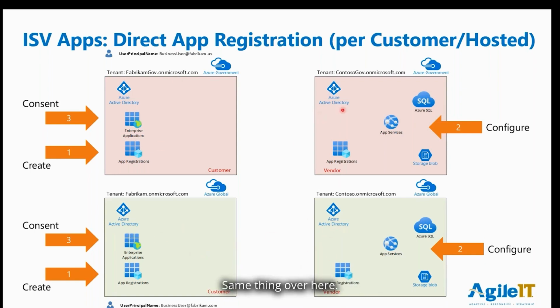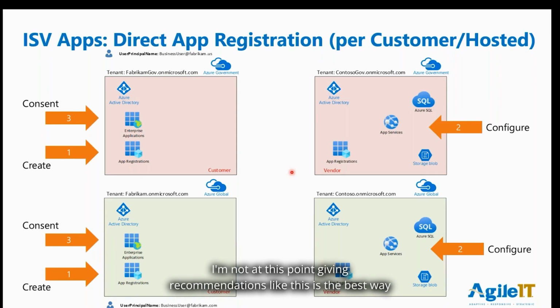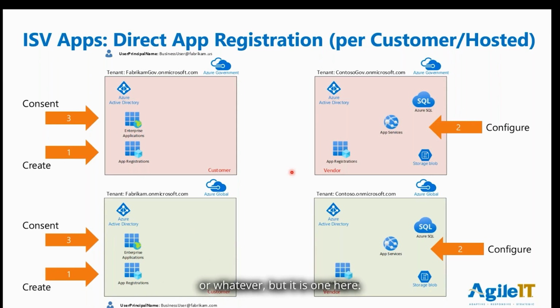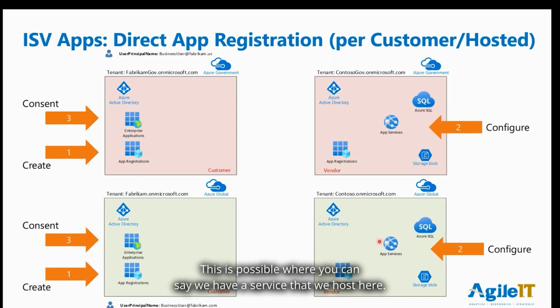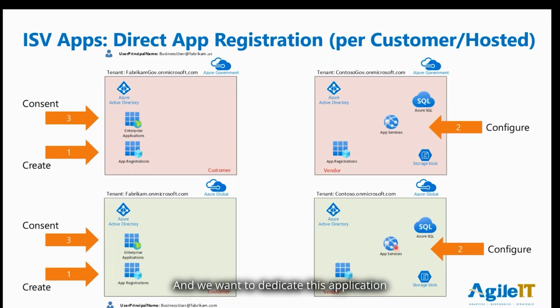Same thing over here. Now, to expand on this scenario, which is per customer and hosted, there are different ways to do this. I'm not at this point giving recommendations like this is the best way, but it is one. Here you can see that we actually created an app registration. This is possible where you have a service that we host, here it's an app service, but it could be, let's say, a virtual machine, and we want to dedicate this application instance or server instance to this customer.